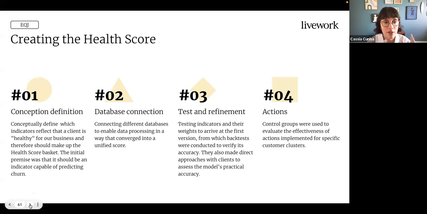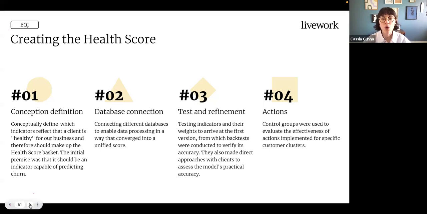So once they had these conversations and made these conceptual definitions, they had the challenge to connect different databases, which is also something that we saw as a challenge in the previous case, right? Because they wanted this data to converge and give them one unified score. Then they tested this. So they had an MVP, so to say, and they also tested with clients and tested internally to see if it was accurate.